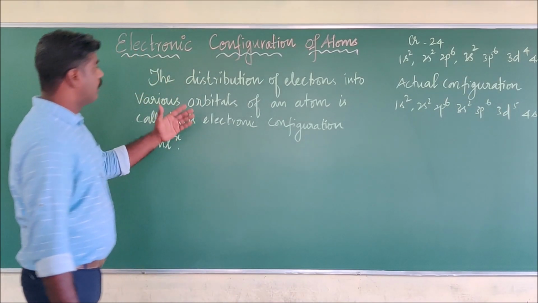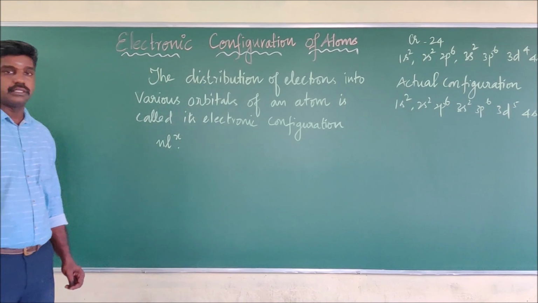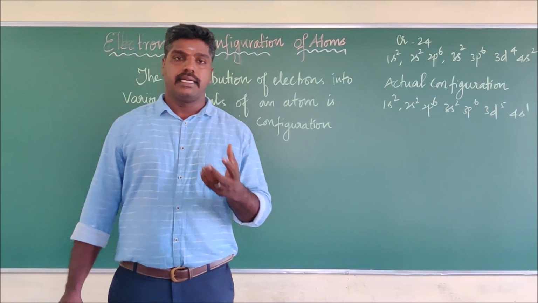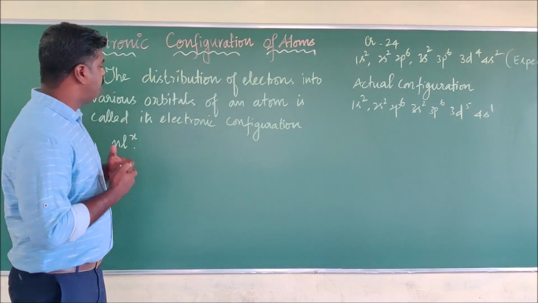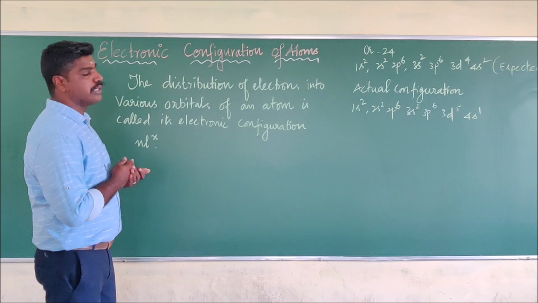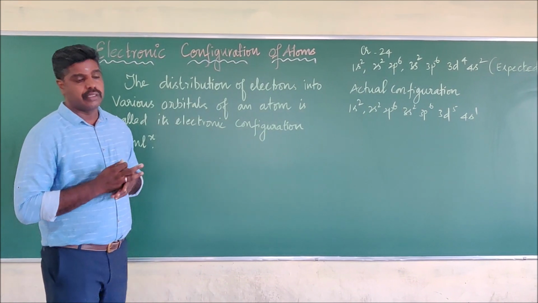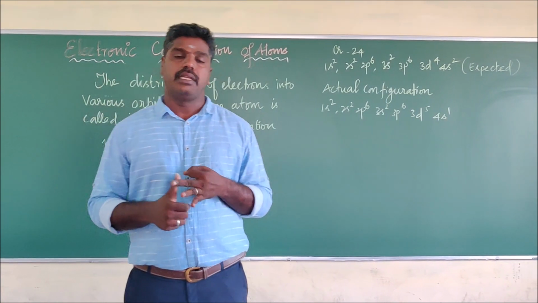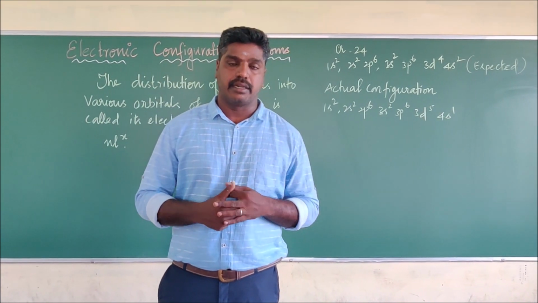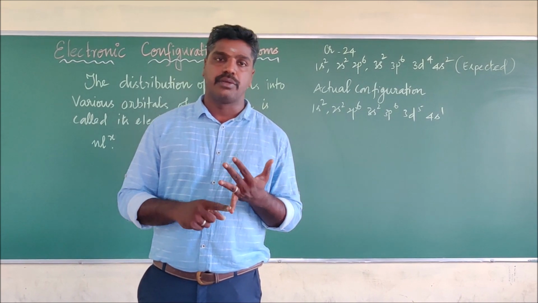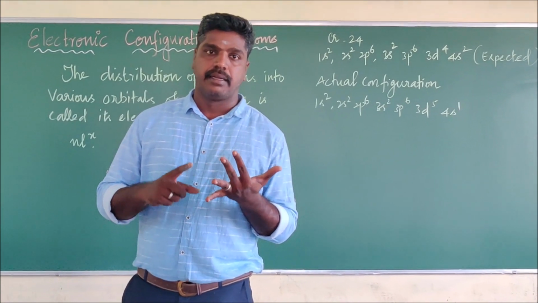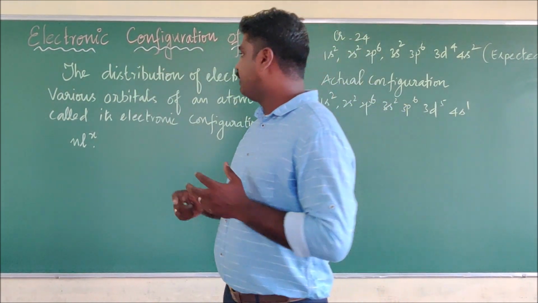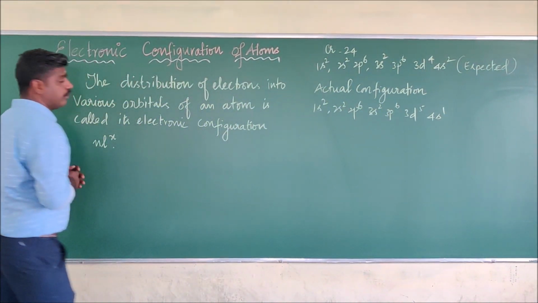Next topic is the electronic configuration of atoms. This is a very important topic: how to fill electrons in an atom. So we must know how to write electronic configurations. This is based upon the Aufbau principle, Hund's rule, and the Pauli exclusion principle. While writing an electronic configuration of an atom, we must follow those three principles. Okay, let me see what is meant by electronic configuration of an atom.